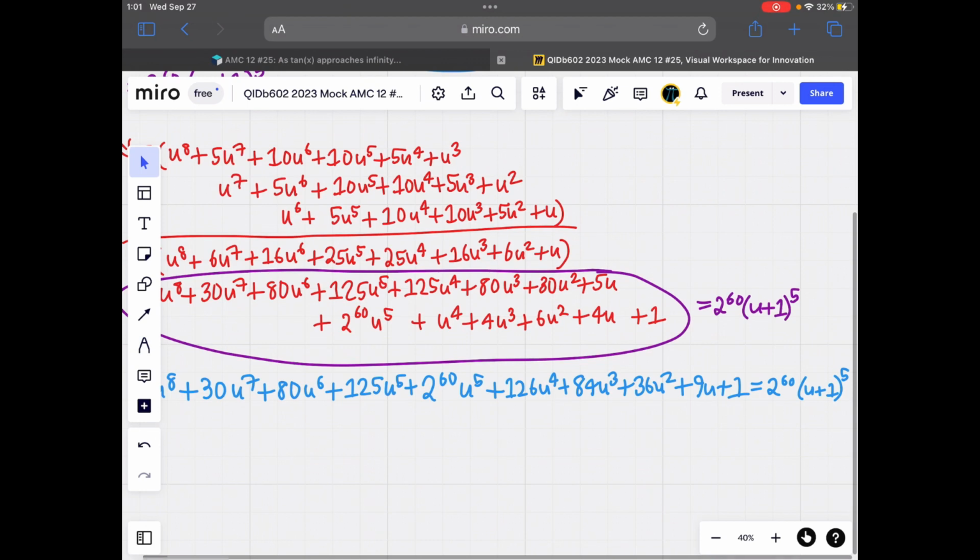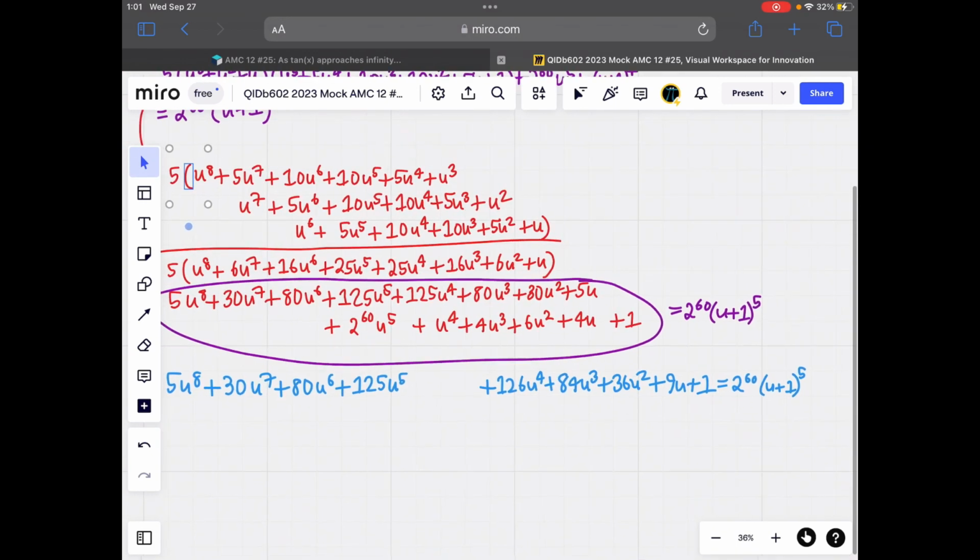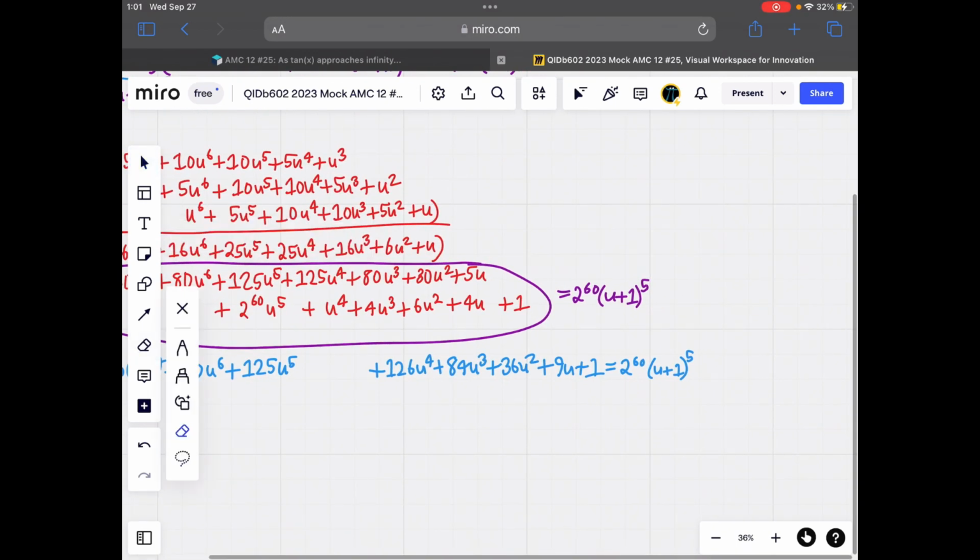Now the 2^60 u^5 is kind of out of place on the left-hand side, so let's move that to the right. And we get that this is equal to 2^60 times ((u + 1)^5 minus u^5).